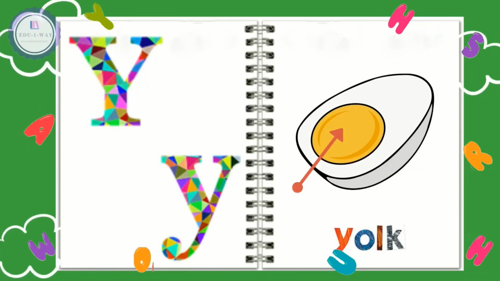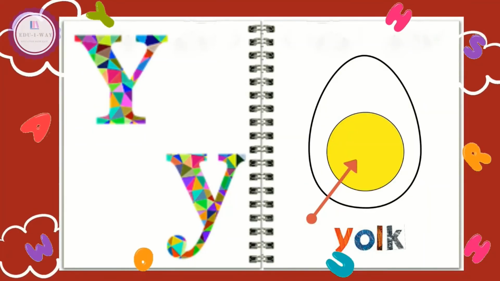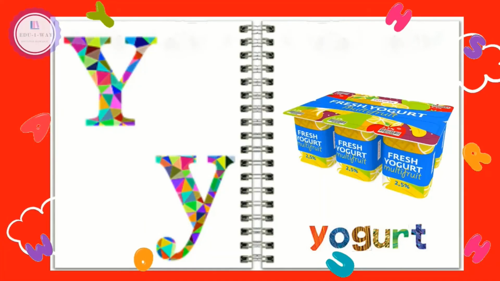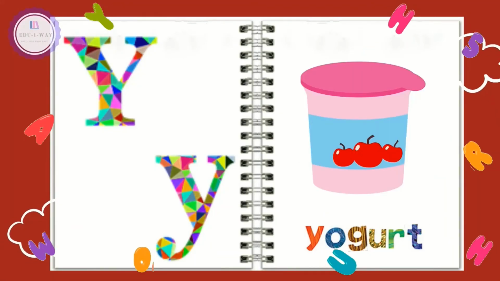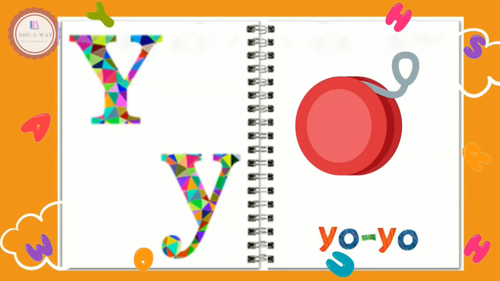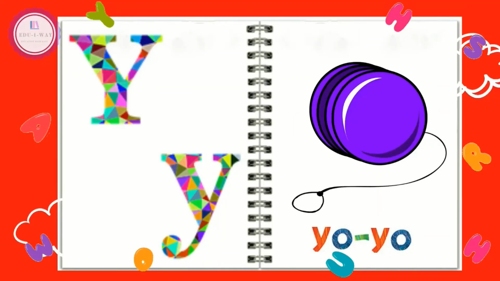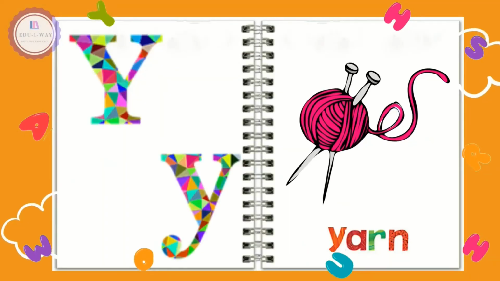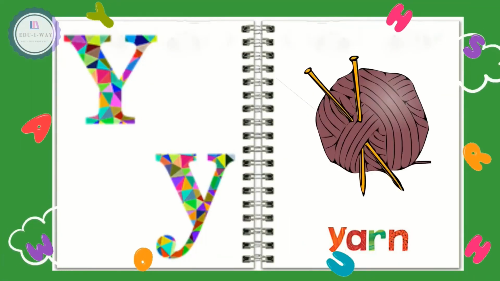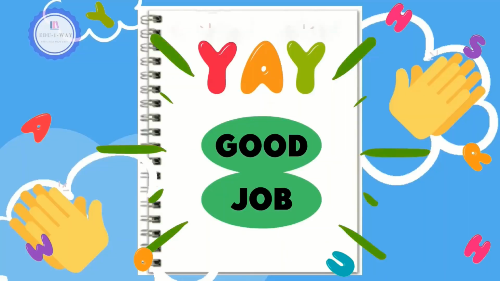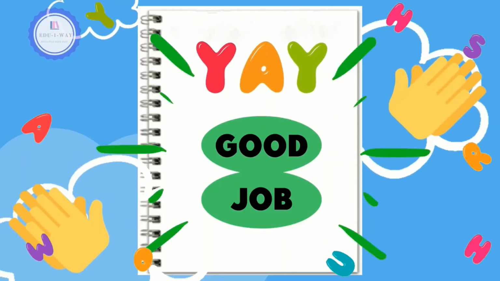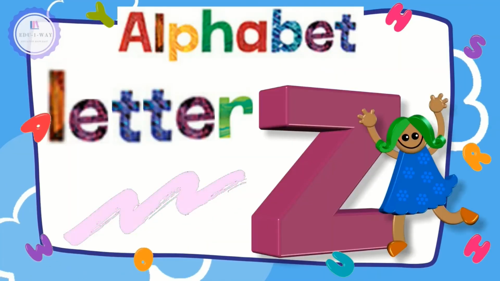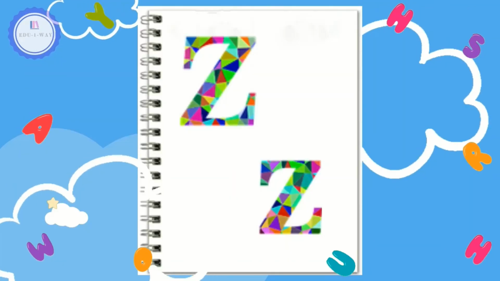Ya for yolk. Yolk, yolk, yolk. Ya for yogurt. Yogurt, yogurt, yogurt. Ya for yo-yo. Yo-yo, yo-yo, yo-yo. Ya for yarn. Yarn, yawn. Hey, good job! Letter Z. Z, Z.